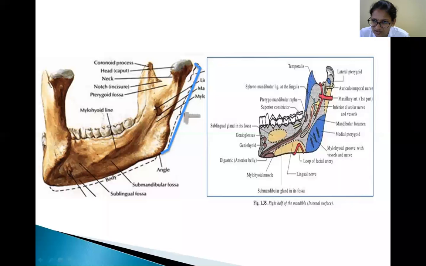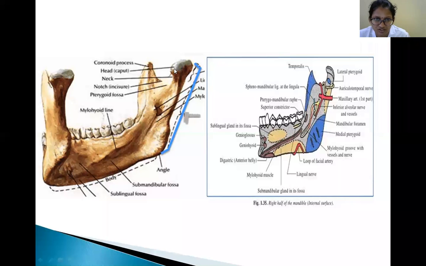And next, coming to the condylar process. This condylar process articulates with the temporal fossa of the temporal bone to form the temporomandibular joint.